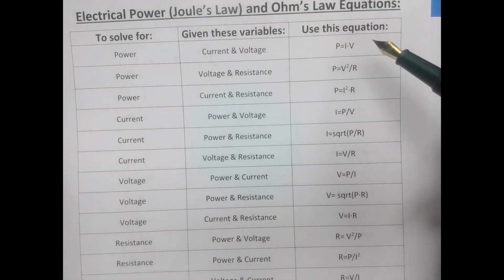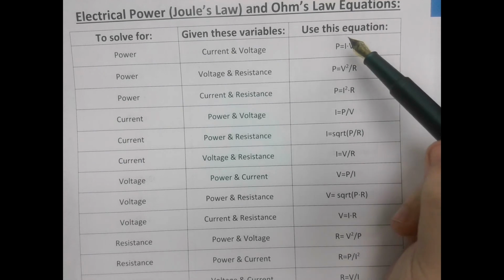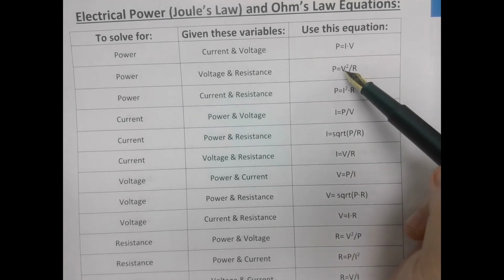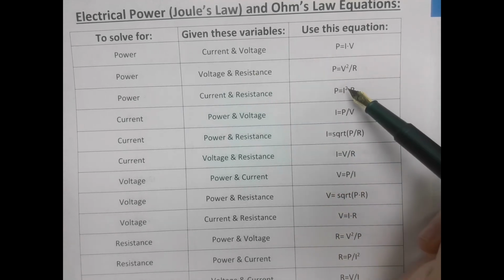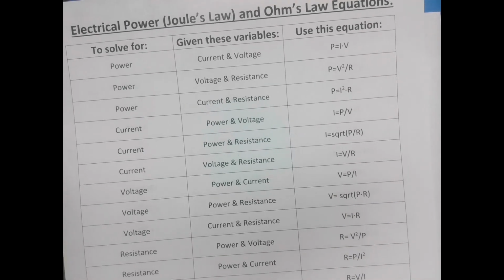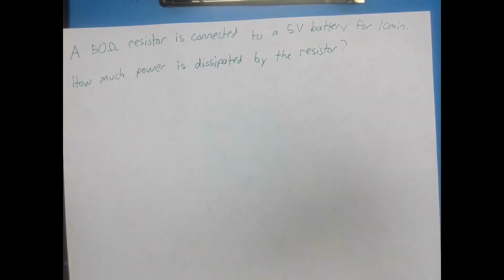Power can be solved for in various different ways. If we're given current and voltage, power equals current times voltage. If we're just given voltage and resistance, it's voltage squared over resistance. If you're given current and resistance, it's current squared times resistance. This is from combining Ohm's law.